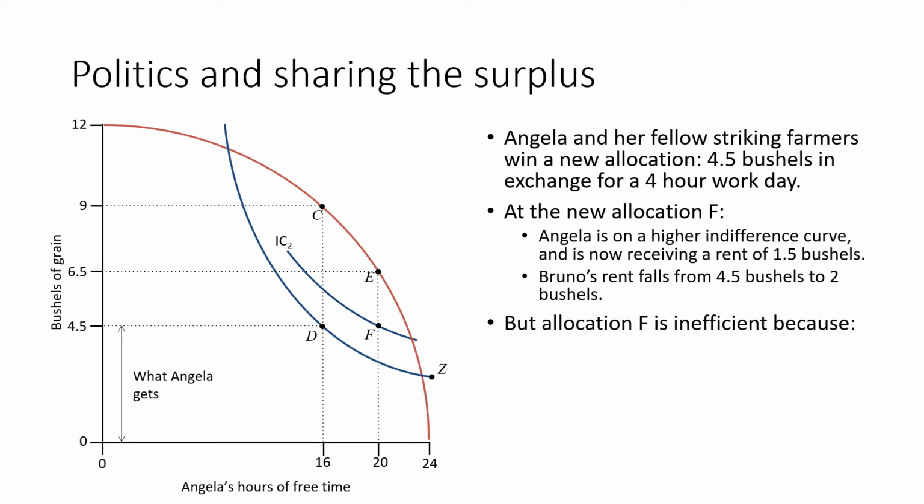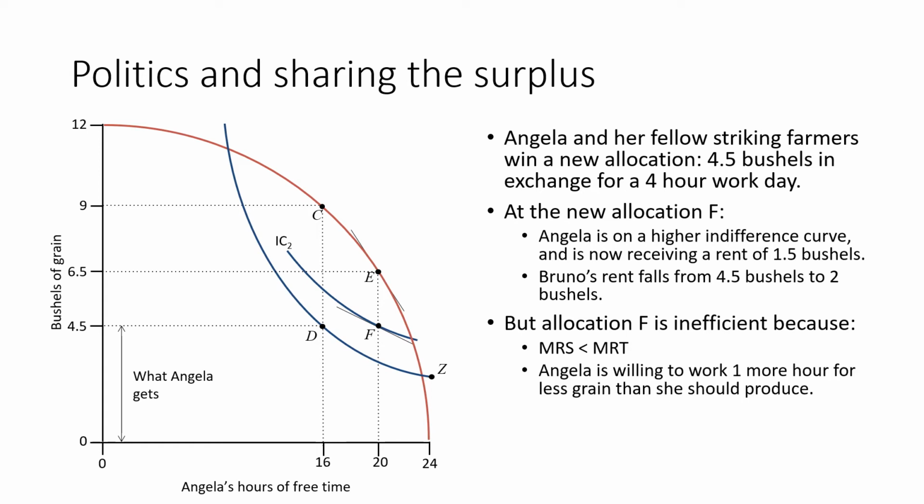However, point F is inefficient. That allocation is inefficient because the marginal rate of substitution is less than the marginal rate of transformation. You can see the slope of Angela's indifference curve is less than the slope of her feasible frontier, which means if she worked one more hour, she would produce more grain than you would need to pay her for her to be willing to take that job.